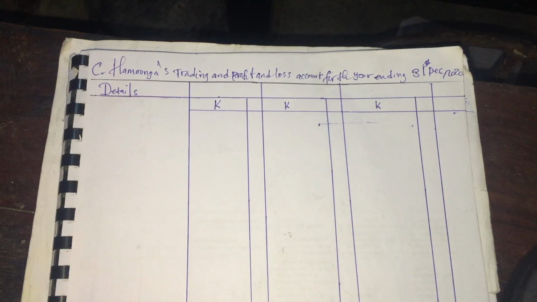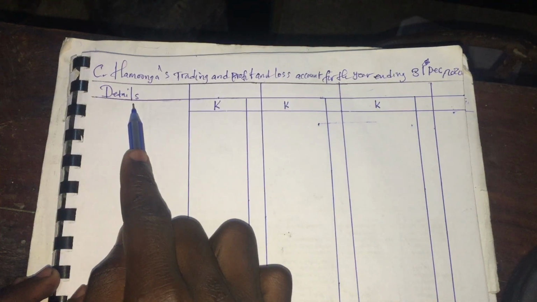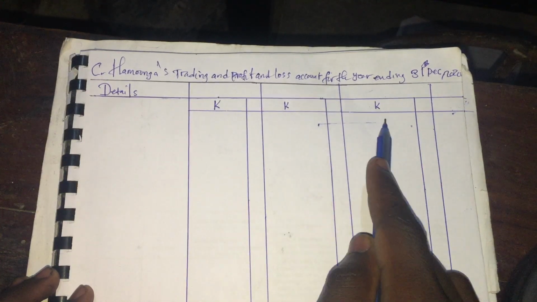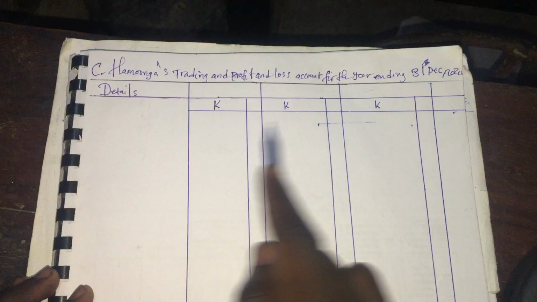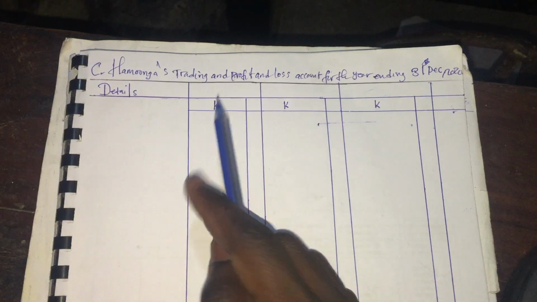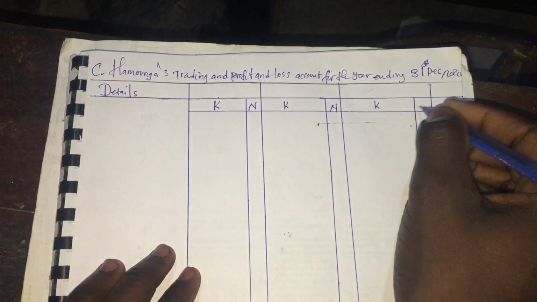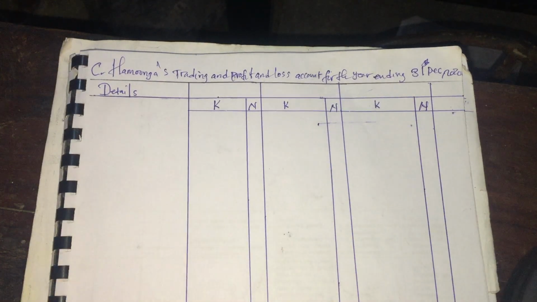Right. So now here I do have also this item. Here we do have details. Also we do have K. So K simply represents kwacha. Then here we do have ngwees. We do have ngwees. All right.